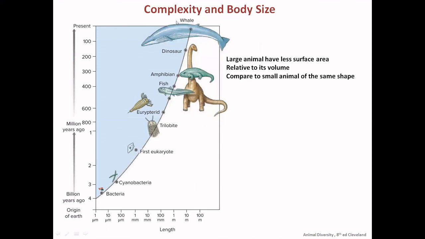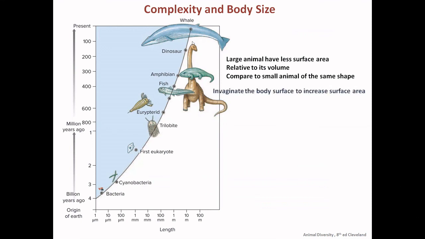Okay. So this is the complexity and the body size. And here you can see the millions of years of age, around 3.8 billion years ago, the bacteria, and the increasing size of the body up to the whale. So what we are discussing here is that large animals have less surface area related to their volume compared to small animals of the same shape. This is the concept we are going to discuss in this one.